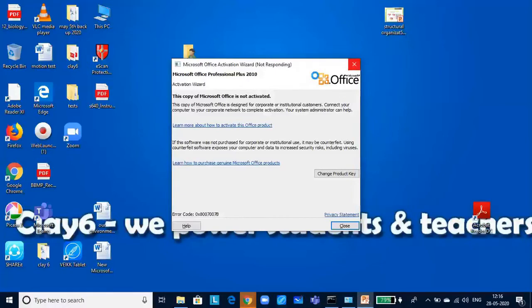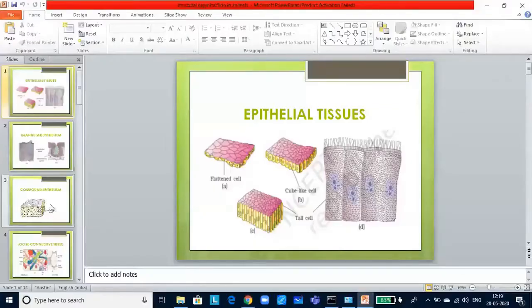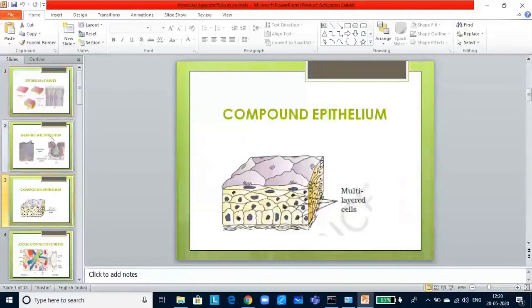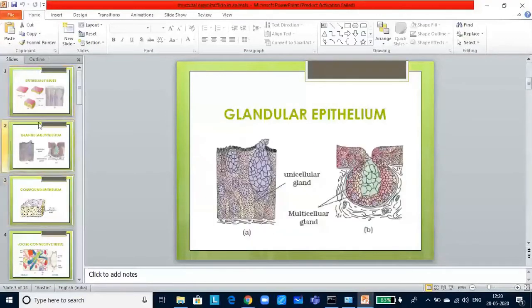Now, the next one will be the glandular epithelium. Certain columnar or cuboidal cells get special secretion, forming the glandular epithelium. They are of two types: one is the unicellular glandular cells and the other is multicellular cells.